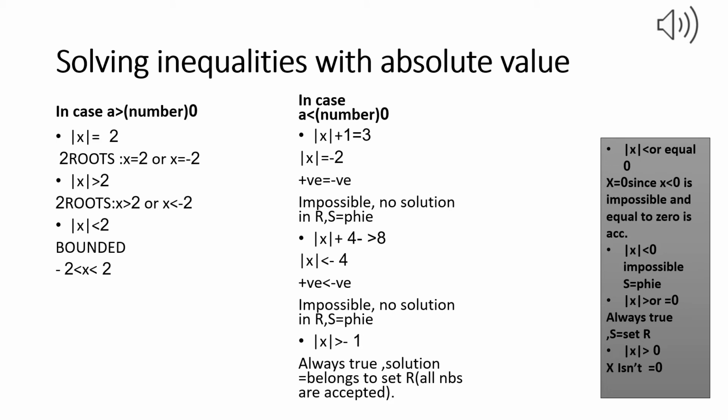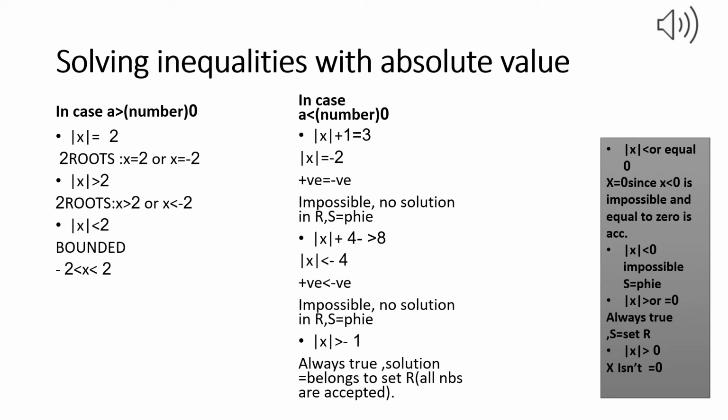Solving inequalities with absolute value. In case a is greater than 0, absolute x equal to 2 has two roots, x equal to 2 or x equal to minus 2. Absolute x greater than 2 also has two roots, x greater than 2 or x less than minus 2. 3. Absolute x less than 2 is bounded, should be bounded always if a is greater than 0. So we put x in the middle, between minus 2 and 2. So we have minus 2 less than x less than 2.